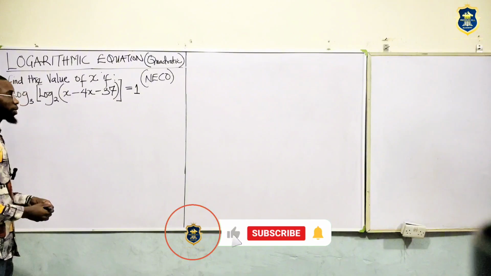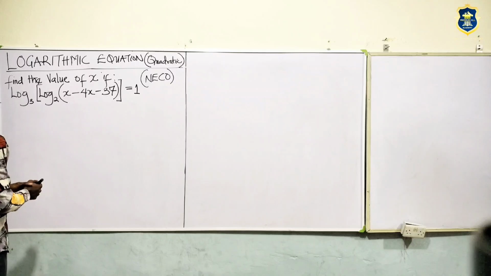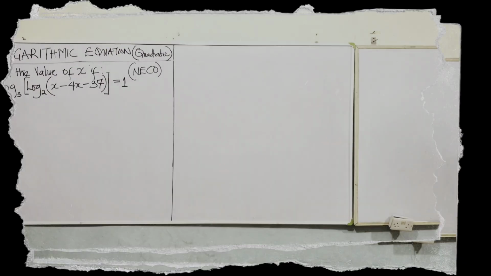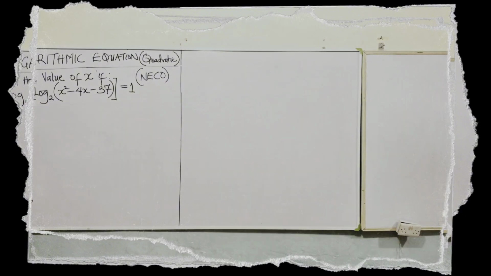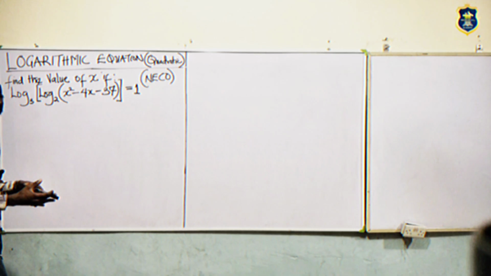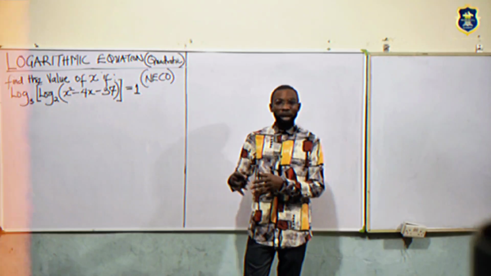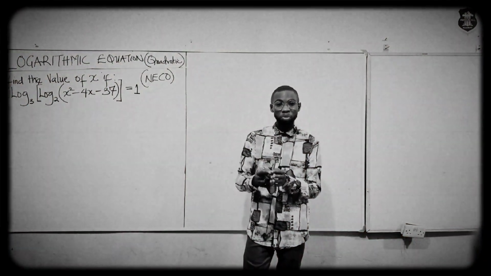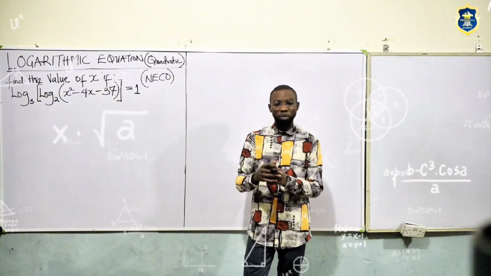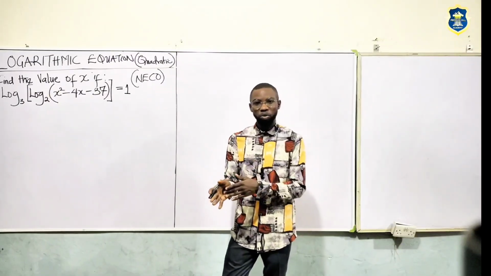NECO examination question, and it says we should find the value of x if logarithm to base 3 bracket of logarithm of base 2 bracket 2 to the x minus x squared minus 4x minus 37 bracket close is equal to 1. Let's find the value of x, and I'm going to give you tricks. In doing this, I'll also teach you how to solve quadratic equation questions. Simple, how to simplify them for you. I'm giving you tricks and links on how to really get through quadratic equation question.